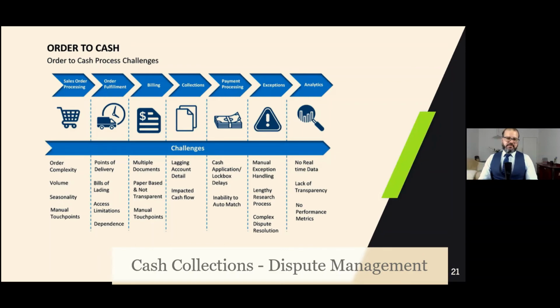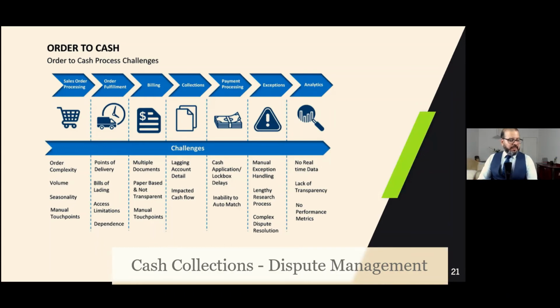Then billing itself. When we talk about billing, it's very important that there are multiple documents. For example, for one order, if you are creating 10,000 invoices, your client can get frustrated and say, hey, come on, stop it. We don't want this many invoices.